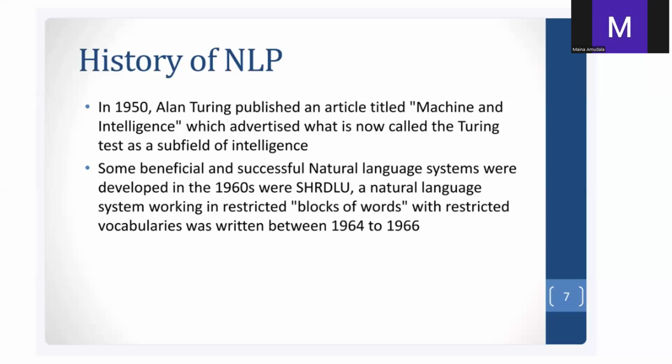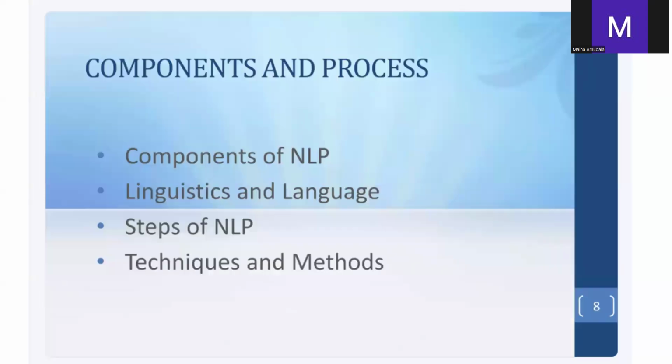So it has some blocks of words. It is restricted, and for that word they have some different types of meanings. So in that, the phrase is what we are going to call it, and it can act as an adjective or pronouns and all those, which have some restrictive words in this. So this is with restrictive vocabularies, as implemented in the year 1964 to 1966. This is about the history of natural language processing.